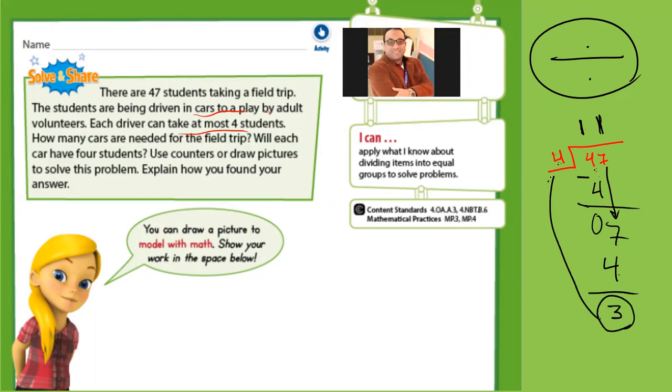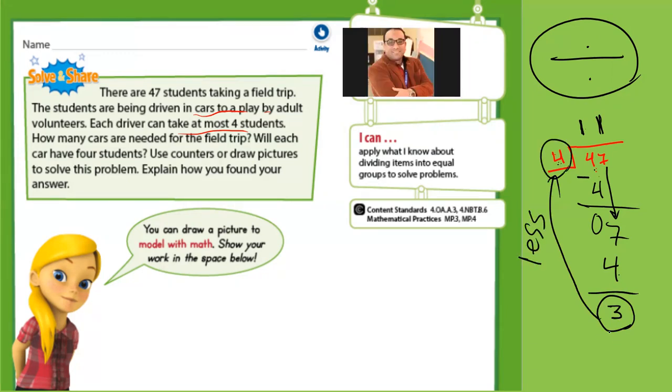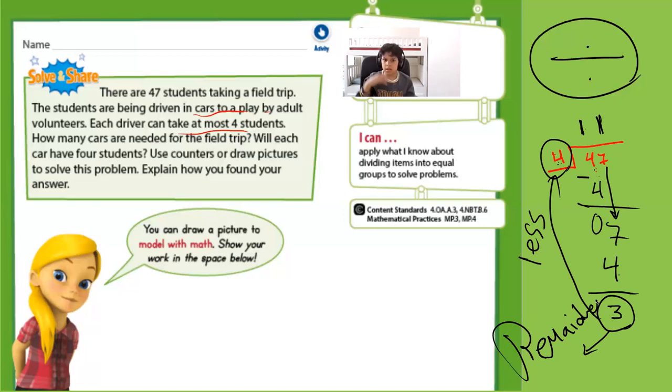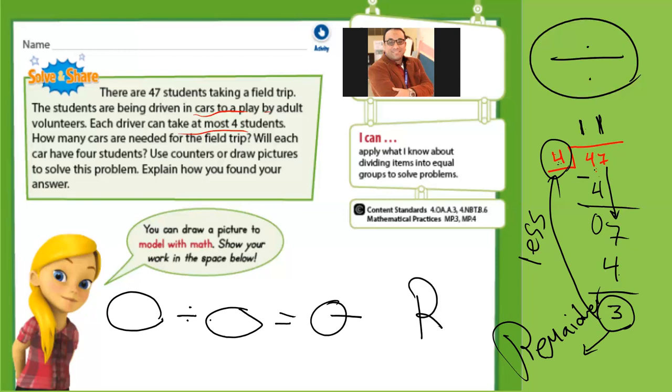Why? Because 3 is less than the divisor. The divisor here is 4. So I can call this 3 the remainder. It's called what? Remainder. So in the division statement, my dear students, I have 4 elements today: dividend, divisor, quotient, and today we get remainder. Dividend, divisor, quotient, remainder. Can you repeat after me, everyone?